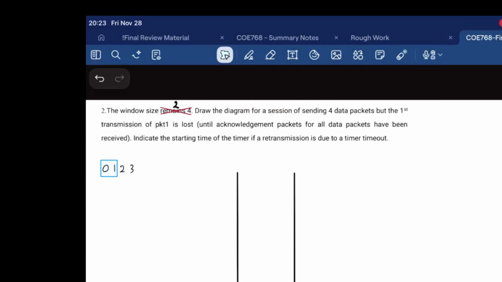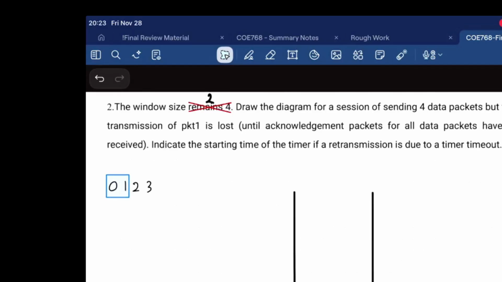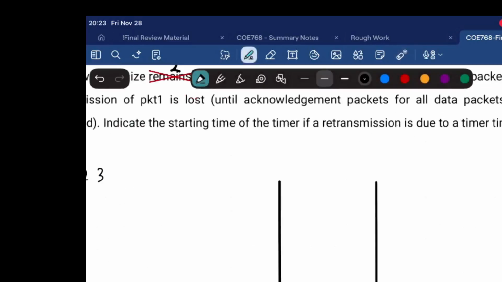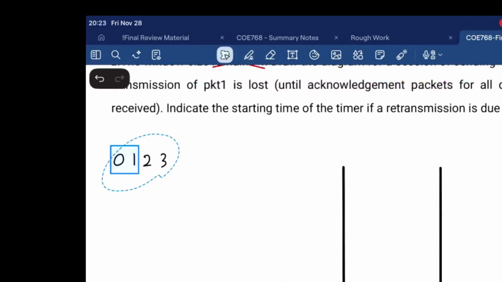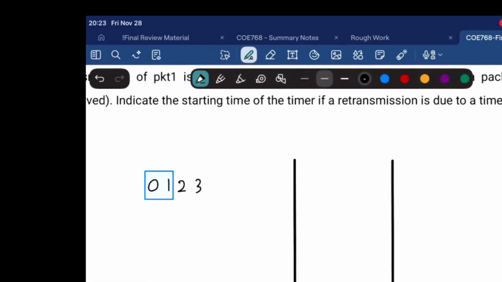This time we're gonna change the window size to 2 instead of 4. And what we're going to also do is that after the first transmission packet of P1, it gets lost. So we lose the first transmission of packet 1. So if we were to replicate what we had from before, we have this stream of data that needs to be sent over. So we have the 4 packets that need to be sent over.